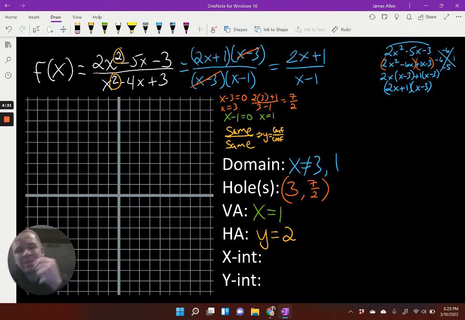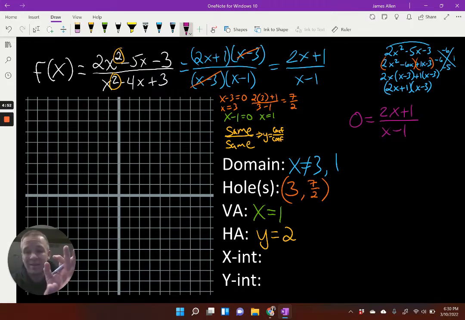If I want my x-intercept, that's when y equals 0, right? So if I take 0 equals 2x plus 1 over x minus 1, really we only need to focus on our numerator. Because if I can get my numerator to be 0, 0 divided by anything is 0, as long as that anything is not 0. We don't want the denominator to be 0, right? Because otherwise it's undefined.